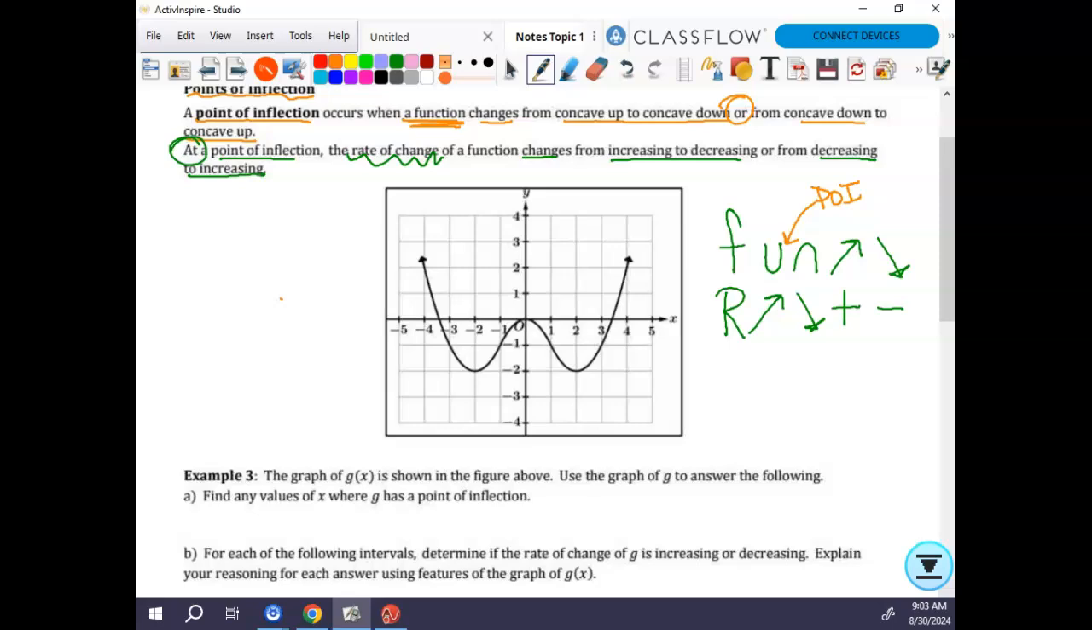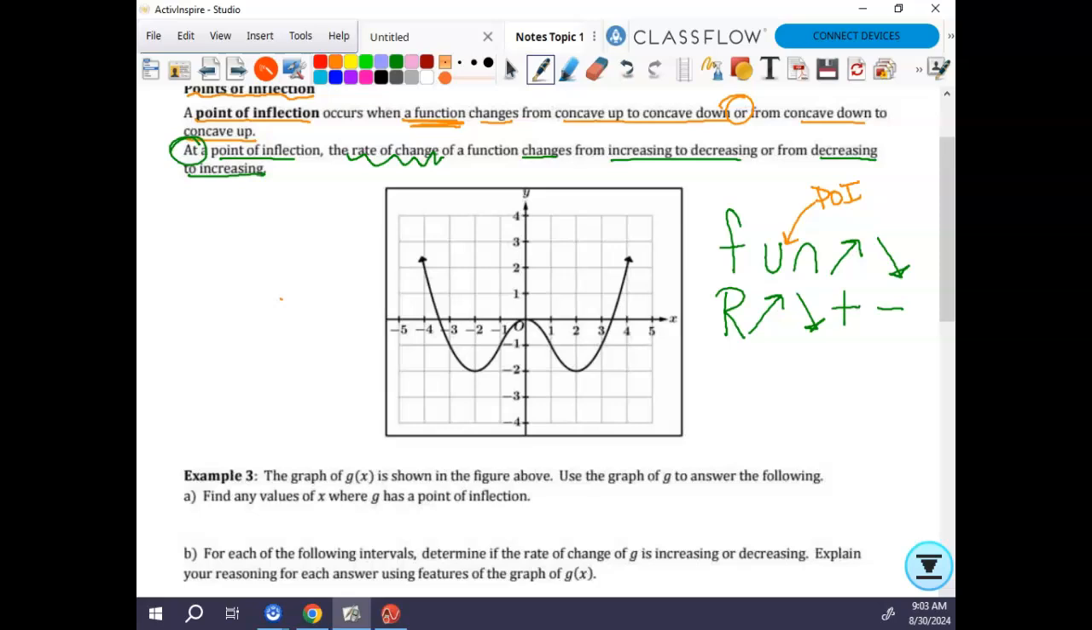All right, so you can see that if I change in either direction, it doesn't matter. This is where my point of inflection happens. Well, this is also where the rate of change changes from increasing to decreasing. So if you at least have the concavity idea in your brain, then you can think about where it is on the fun chart, and then you can tie it to the rate of change. Okay? We okay with that?